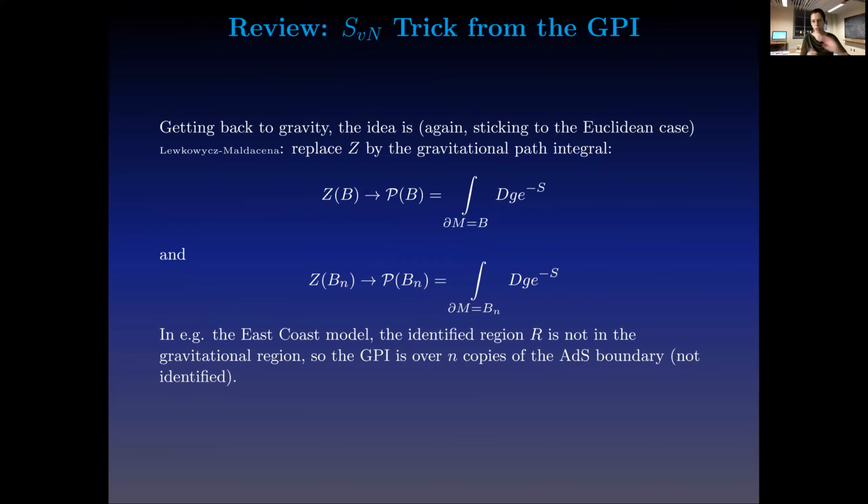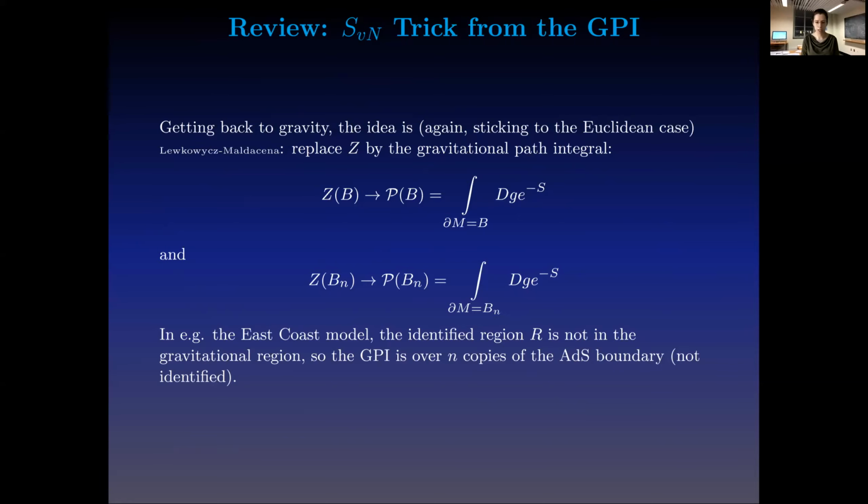So now that was just a general idea about the replica trick, let's get back to gravity. So again, sticking with the Euclidean case, the idea is that we can replace the partition function by the gravitational path integral. So we start out with Z of B, the partition function. We replace it by P of B. I'll use the script P to denote the gravitational path integral with boundary conditions B. And Z of B_n is replaced by P of B_n. Again, B_n is this n-sheeted geometry that's cyclically identified, glued along R. So this is the gravitational path integral with boundary conditions B_n.